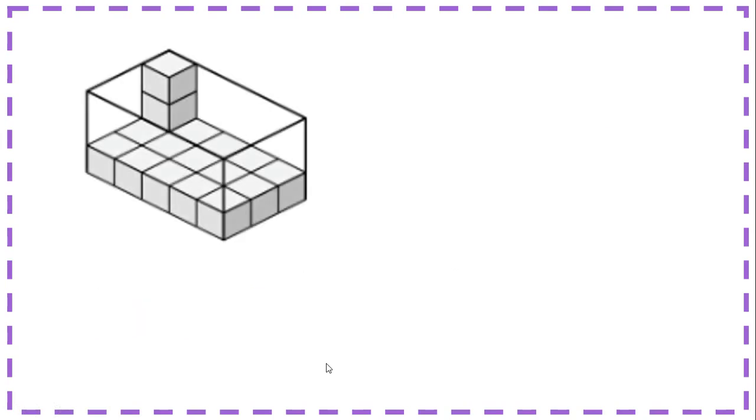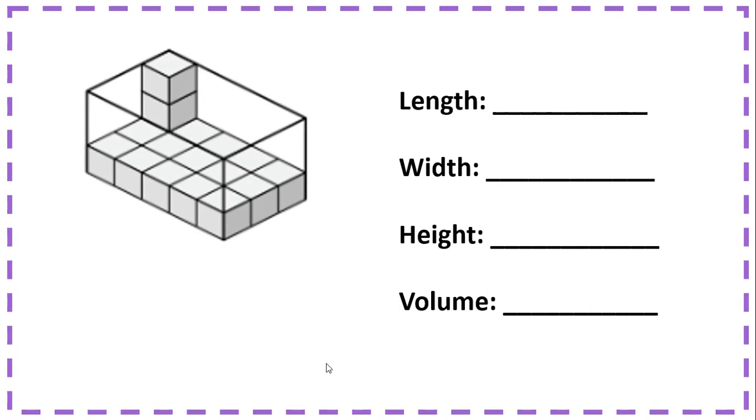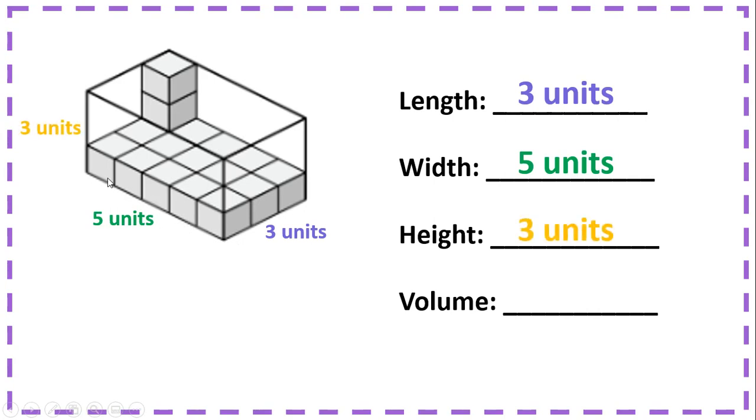Let's try another. Here this rectangular prism is partially filled, but we can find the length, width, and height to help us find the volume. The length is 3 units. 1, 2, 3. The width is 5 units. 1, 2, 3, 4, 5. And the height is 3 units.